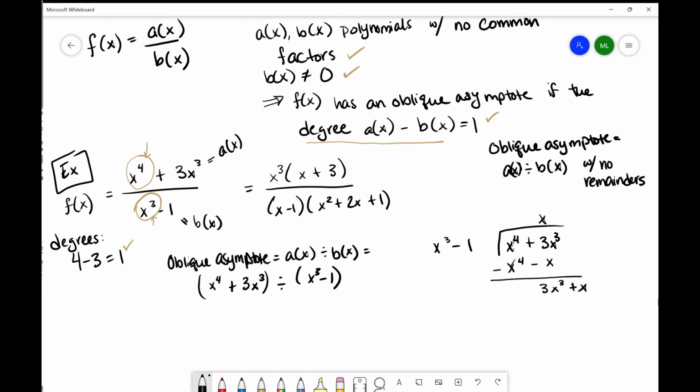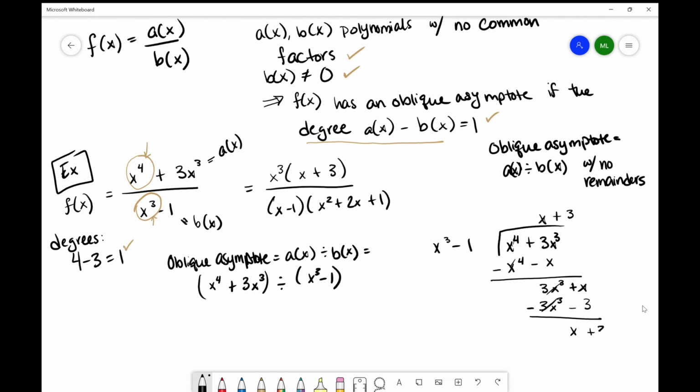Next thing we do is we'll see that we need to multiply x cubed minus 1 times 3, then we can get this value here. Because your goal in long division is to try to get this first value, 3x cubed. So if I multiply what I have outside here, x cubed minus 1, by 3, it's going to be 3x cubed minus 3. Okay, so we subtract, these go away, and then x minus negative 3.